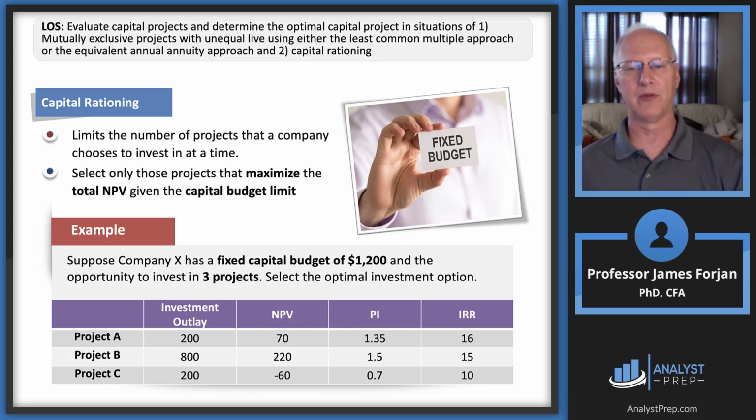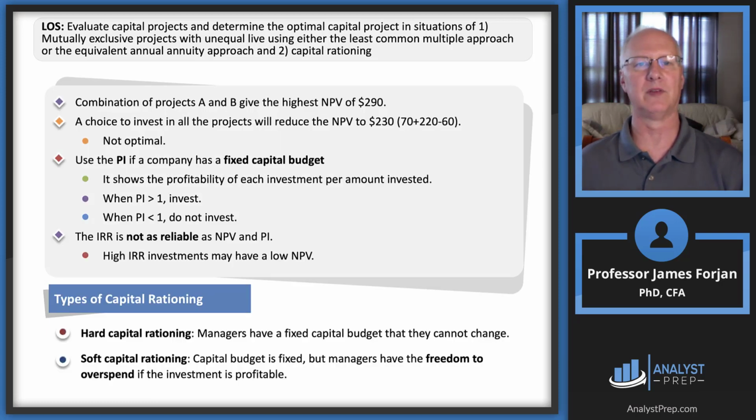Now, of course, if all three of these, or you had a fourth one and a fifth one, were positive net present values, then you'd have to allocate them according to either their NPV or their profitability index, and you'd probably arrive at the same answer. And there is a summary of what I just said. Notice, look at the fourth diamond point. The IRR is not as reliable. Yes, of course, there are a lot of reasons that we don't like the internal rate of return method.